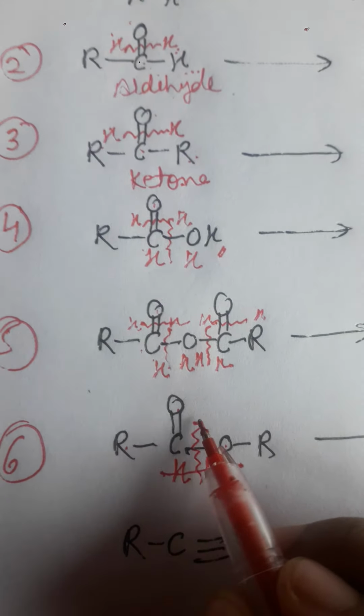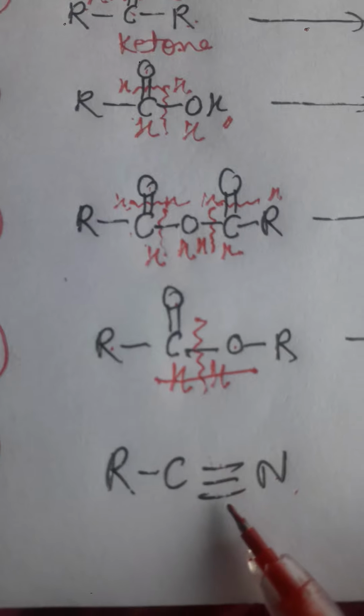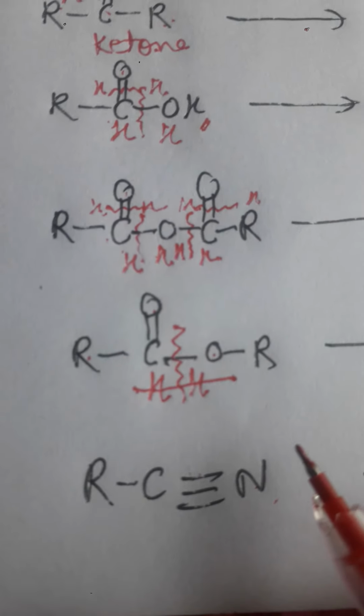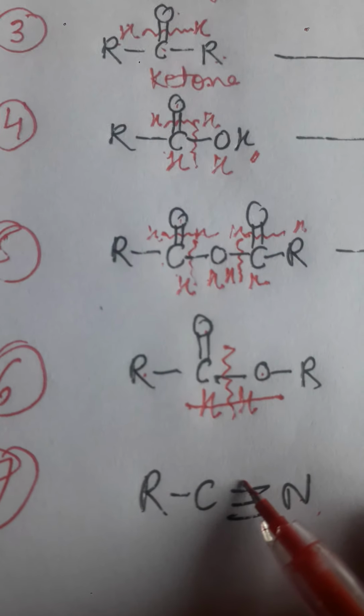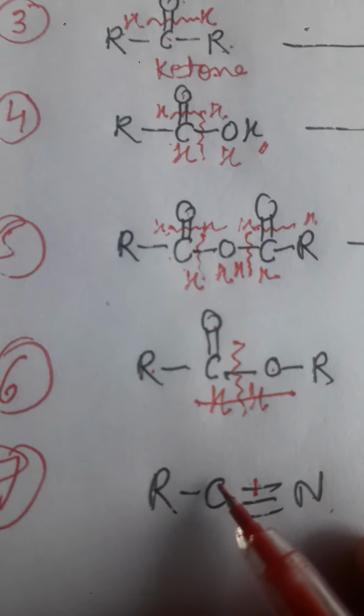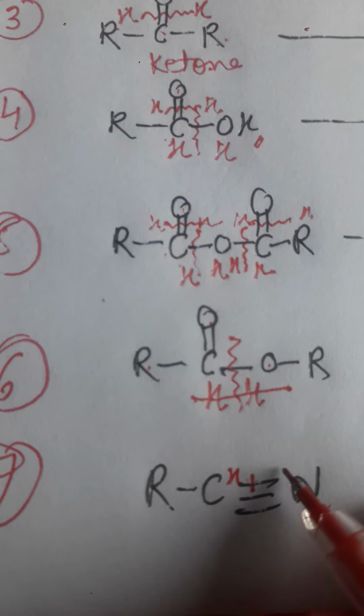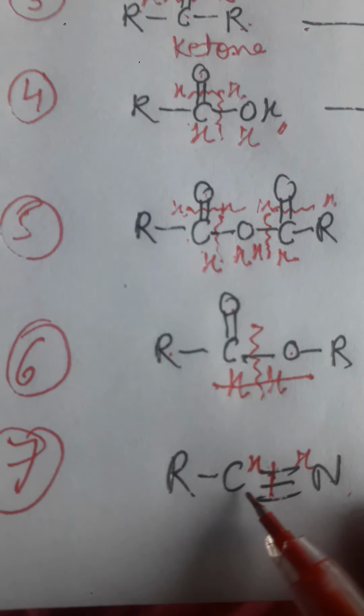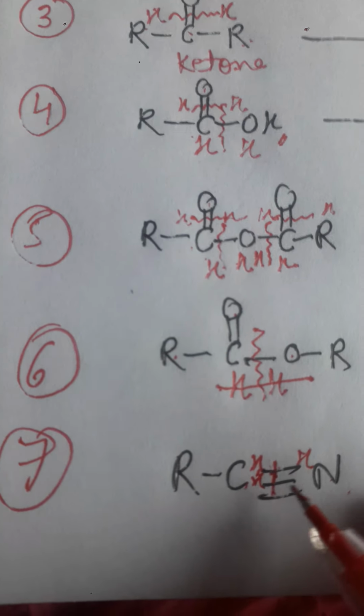Now the seventh one is the cyanide molecule, RC triple bond N. So how will this cyanide molecule be reduced? As you know, the bond here is a triple bond, 1, 2, 3 bonds, right? So what can we do? We have to just break down one bond. So what will I get? Hydrogen. Again I will break down the next bond, hydrogen.